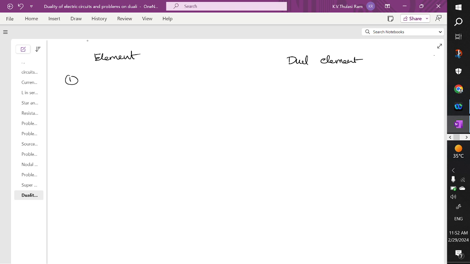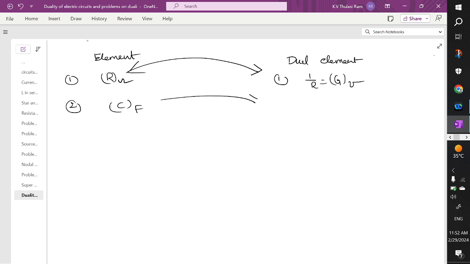Let's take the first element, the resistor. Here you have the resistor, and here you are going to have 1 by R, where 1 by R is nothing but G, with units of conductance. So the dual of resistor is conductance, and the dual of conductance is resistance. And here you have a capacitor in farads, so the equivalent is an inductor in henries. The third one, you have a series branch, and here you are going to have a parallel branch.